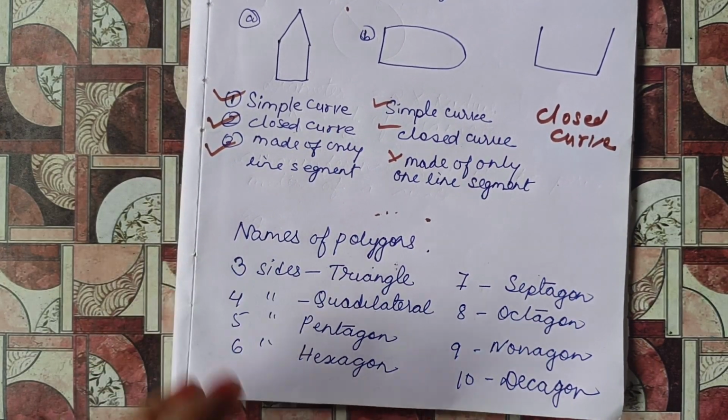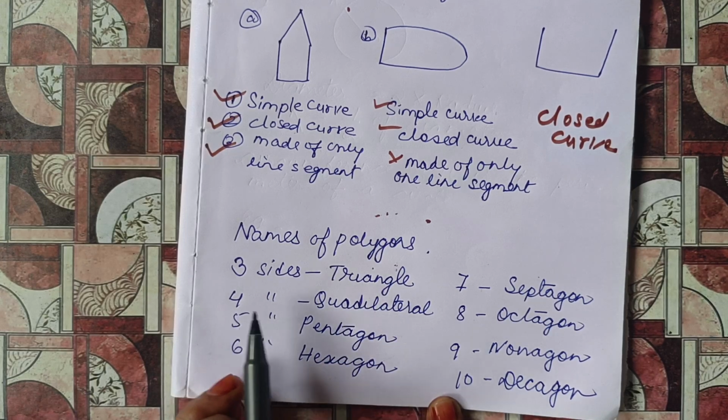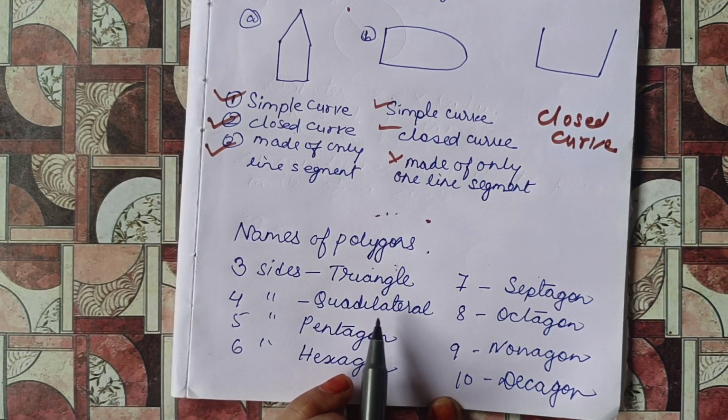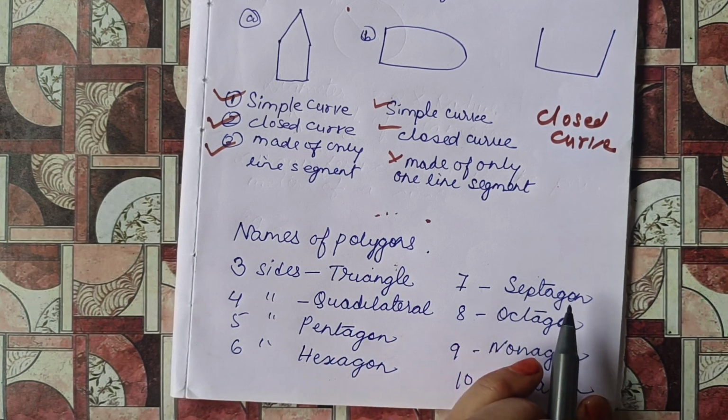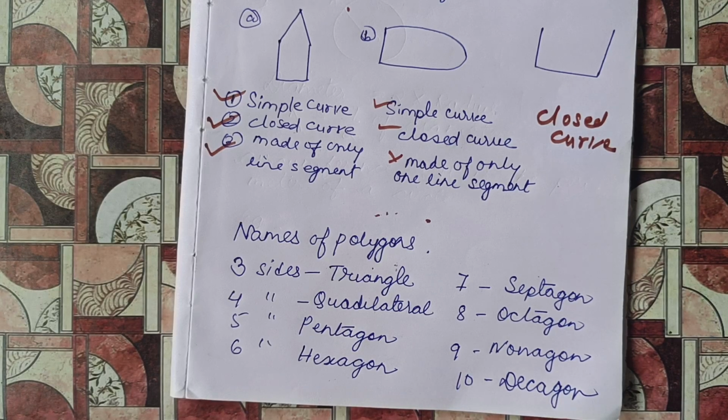Now there are different types of polygons. A three-sided polygon is known as a triangle, a four-sided polygon is known as a quadrilateral, five-sided is a pentagon, six-sided is a hexagon, seven-sided is a septagon, eight-sided is an octagon, nine-sided is a nonagon, and ten-sided is a decagon.